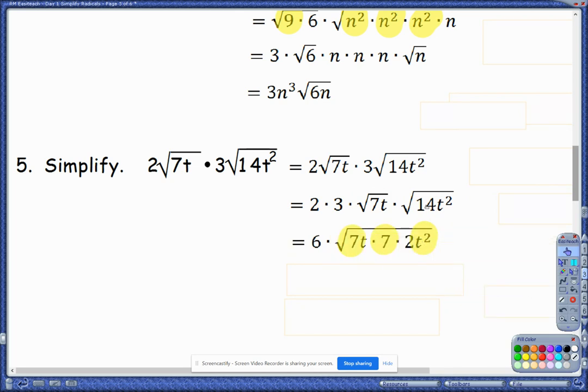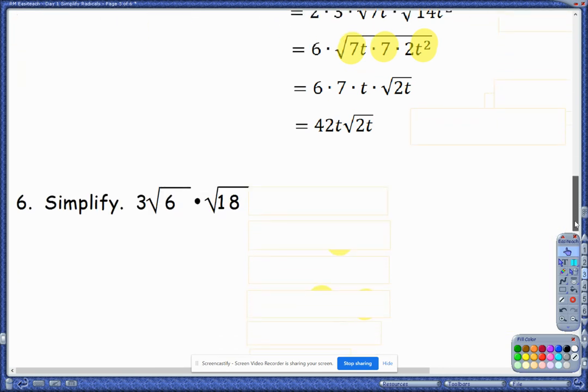I broke up the 14 into 7 times 2t squared. So you can see it's 7 times 7, which is going to be 49. So the 2 times 3 became 6. The 7 times 7 will come out as just 7. And then the t squared is also a perfect square, so it comes out as a t. And inside we are left with 2t. So we multiply out whatever is outside, and we get 42t times radical 2t.